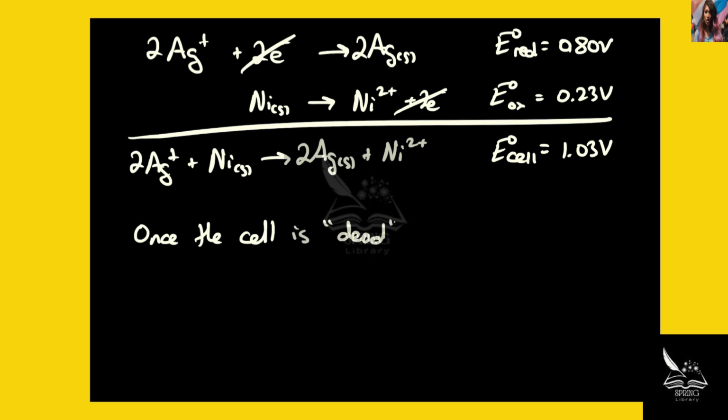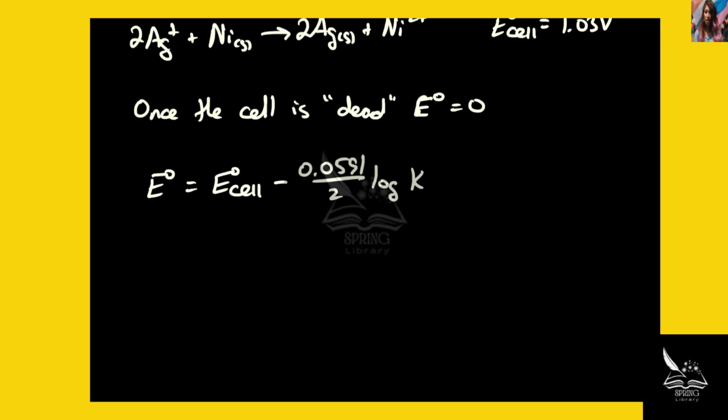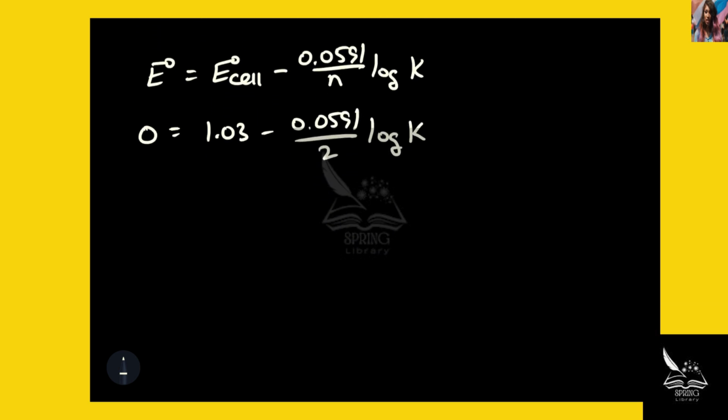So once the cell is dead, so when we have a dead battery, the E value is equal to 0. So E is equal to E° cell minus 0.0591 over n log of K. We can plug in our values here and solve for the equilibrium constant. The E value is 0. E° cell is 1.03 minus 0.0591 over n. n is equal to 2 for a transfer of 2 electrons, log of K, which is our unknown.